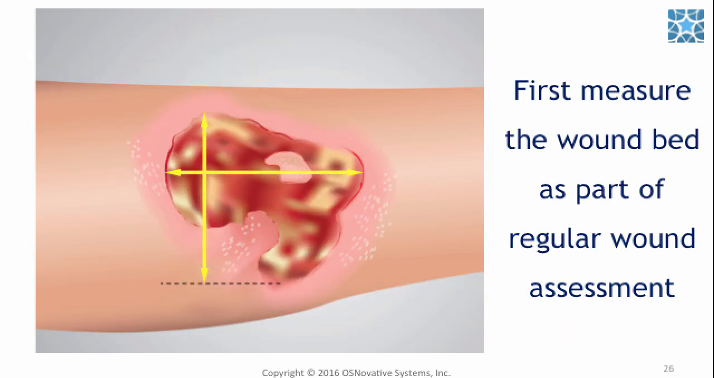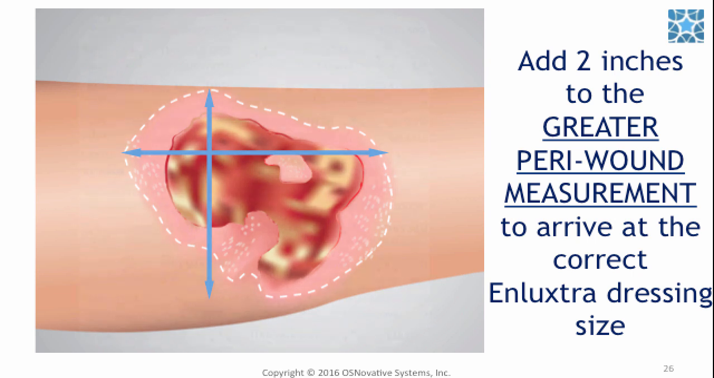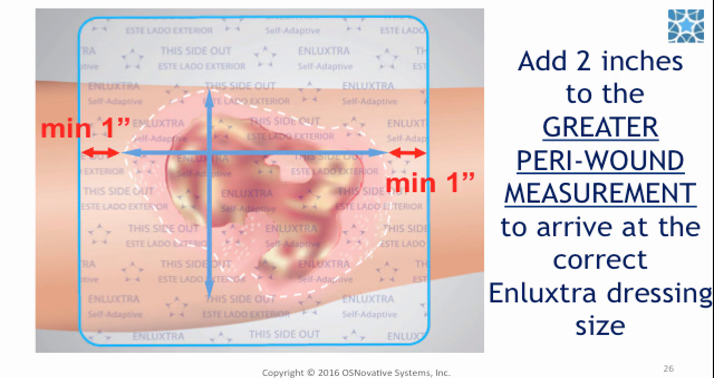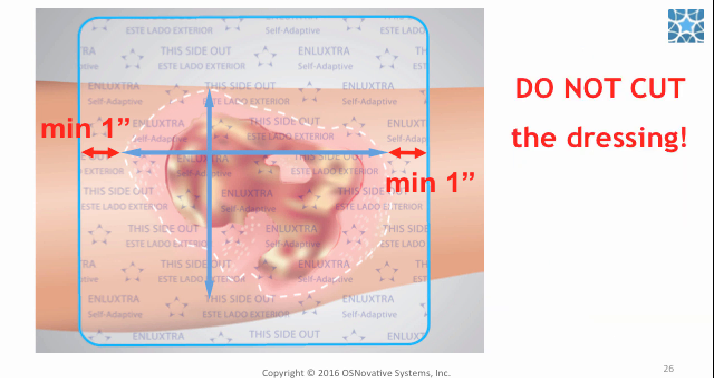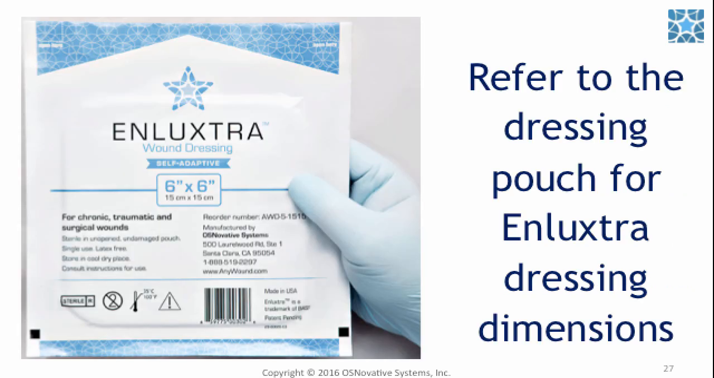When using Enluxtra, you must first measure the wound bed, as well as measure the compromised periwound area. Now, add 2 inches to the greater periwound measurement to arrive at the correct Enluxtra dressing size. Do not cut the dressing to wound size. You may trim Enluxtra if it interferes with body part movement or around appliances. Please refer to the dressing pouch for Enluxtra dressing dimensions.